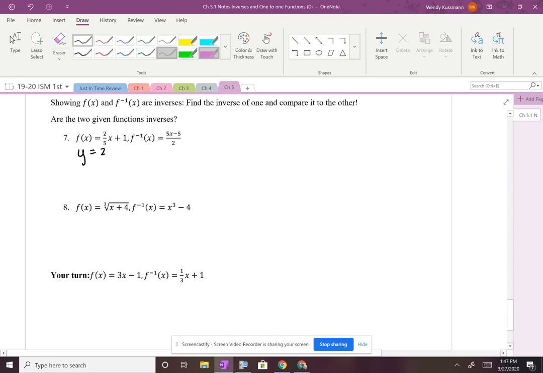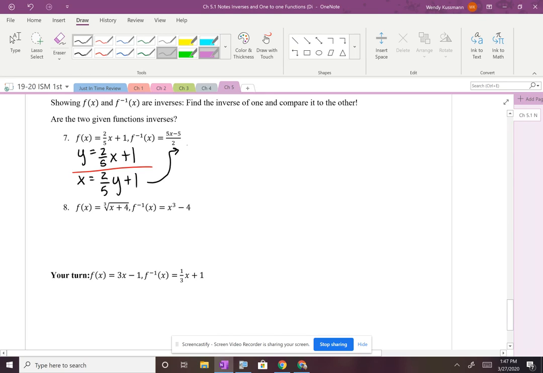So the first step to find the inverse is to change f of x to y. So go ahead and do that: y equals 2/5 x plus 1. Now, the second step is to flip your x and y. Remember, you're just changing x and y. You are not moving any numbers that go with it. Anywhere you see a y, you're going to put an x. Anywhere you see an x, you're going to put a y. Now we are going to solve for y.